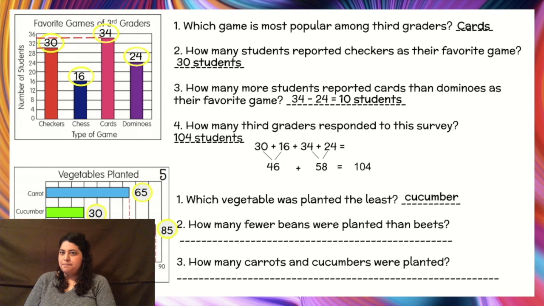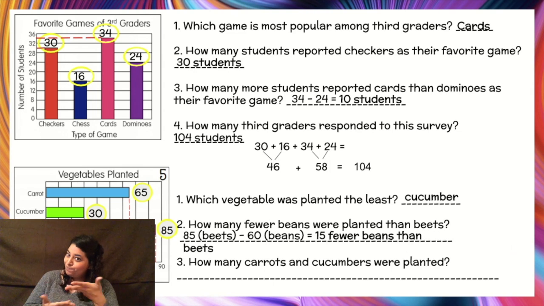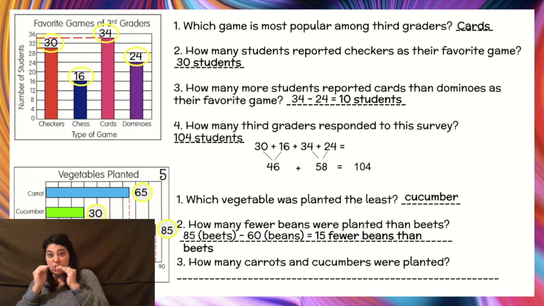You could totally do mental math on this one as well, because those are great numbers to use. Okay. Hopefully you got a setup like this. 85 beets minus 60 beans equals 15 fewer beans than beets. If you got that correct, go ahead and give yourself a pat on the back.